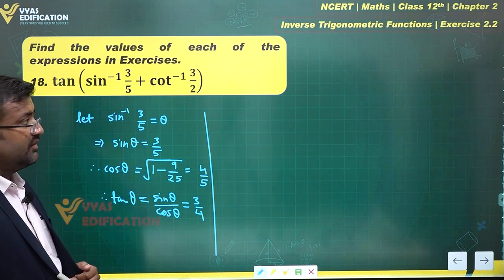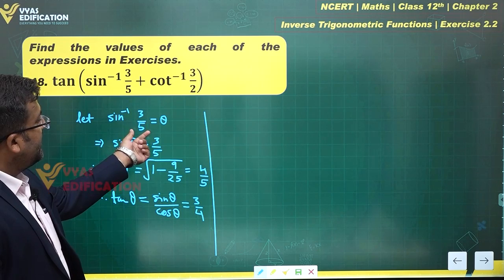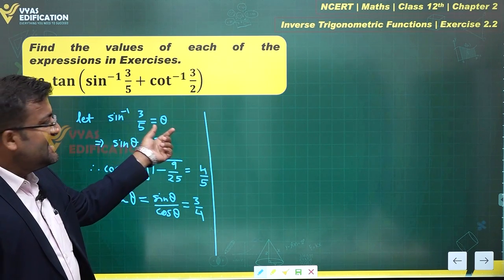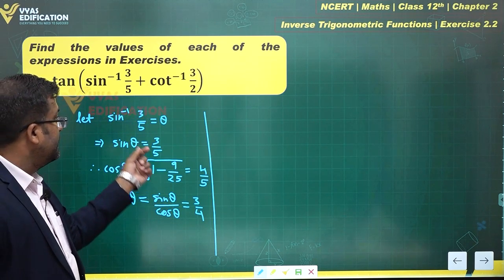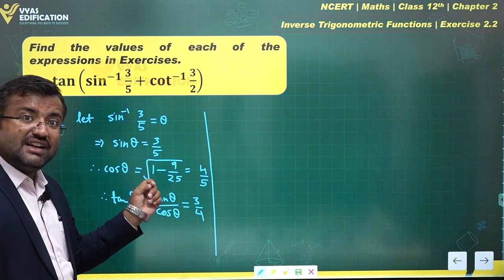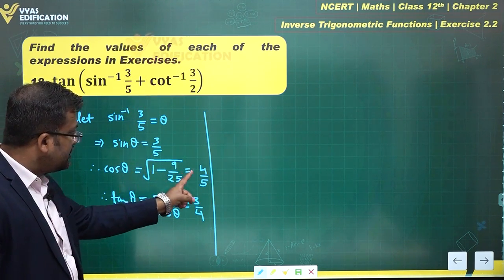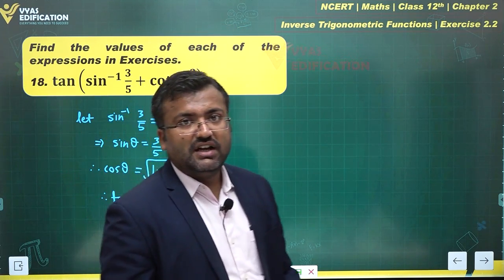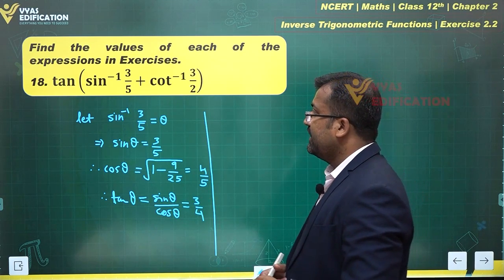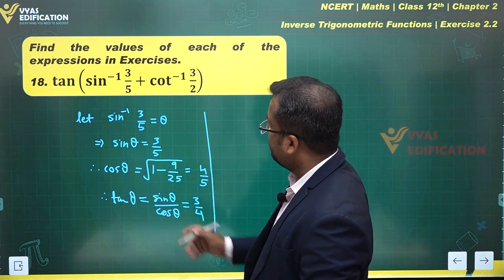Is that okay? Yes. Sin inverse 3 by 5 is equal to theta. For this, theta will lie in the fourth or the first quadrant. But since the value of sin theta is positive, theta lies in the first quadrant. Therefore, cos theta will also be plus 4 by 5, right? Tan theta will be plus 3 by 4. Had there been any minus involved, we would have thought in other ways. But we are only looking at the first quadrant right now.